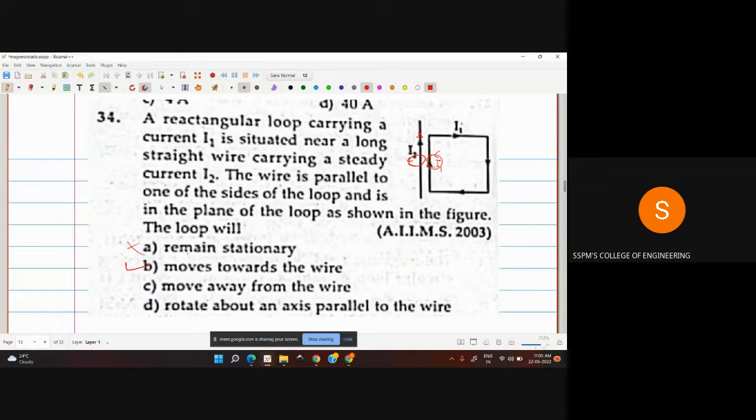बोथ वायर्स विल मूव टुवर्ड्स ईच अदर. There will be a magnetic force exerted, and that magnetic force exerted on both wire is an attractive force. Option C काय दिलेला आहे, move away from wire. Away from wire will काय, repulsive force का होणार नाही इथे एक्झर्ट, कारण करंट सेम डायरेक्शन मध्ये आहे. जर करंट जर अपोजिट असता तर रिपल्सिव्ह फोर्स वुड बी एक्झर्टेड, isn't it? लास्ट ऑप्शन काय, रोटेट अबाउट द ऍक्सिस पॅरलल टू द वायर.